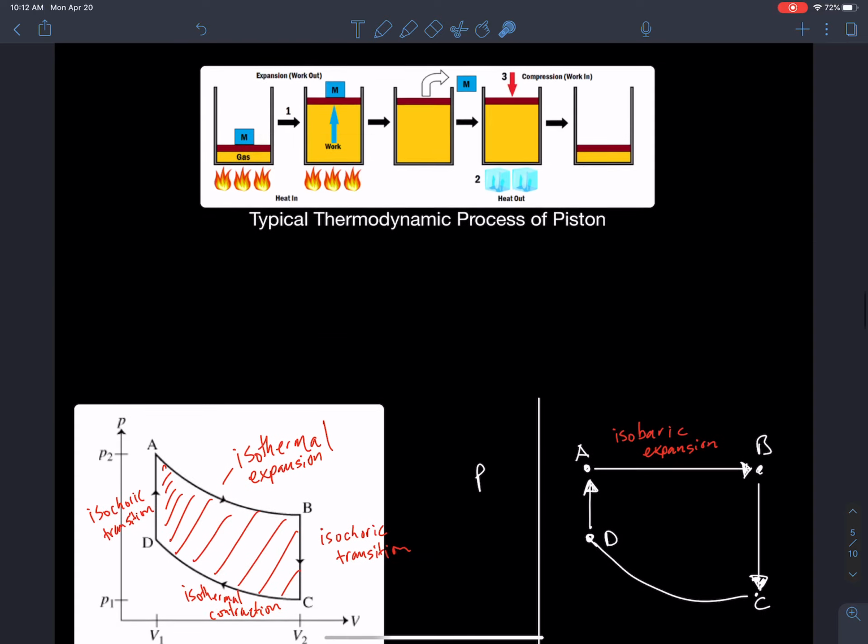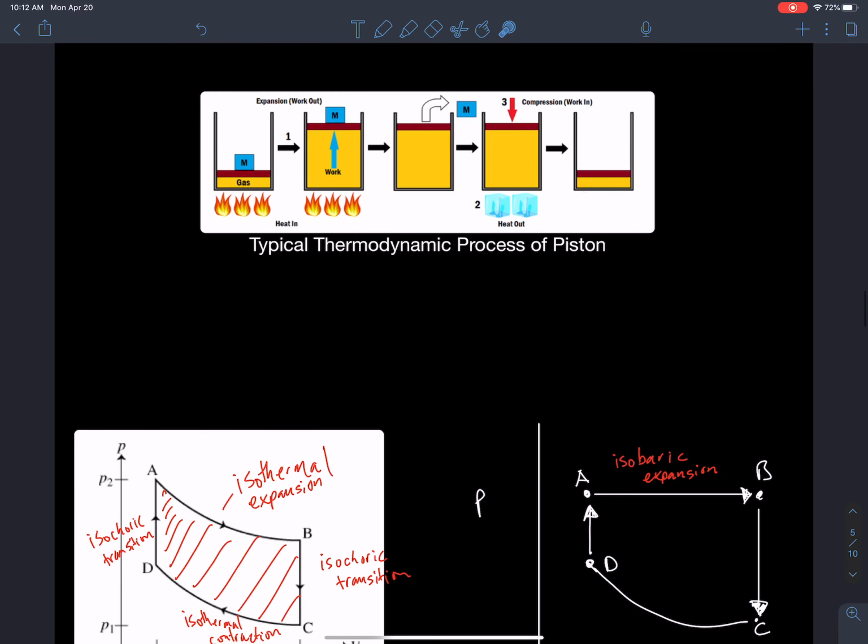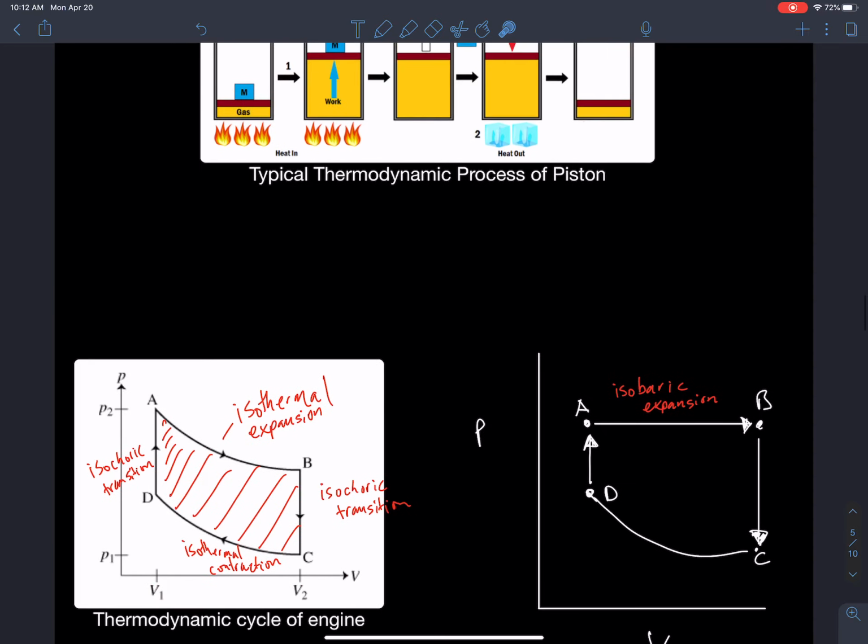Okay, so if we take a look over here, that's what engineers are trying to do when they're looking at a heat engine, such as this, like a piston. They want to find a way to maximize the area under that curve by designing interesting designs inside of the piston. So how can we do that?